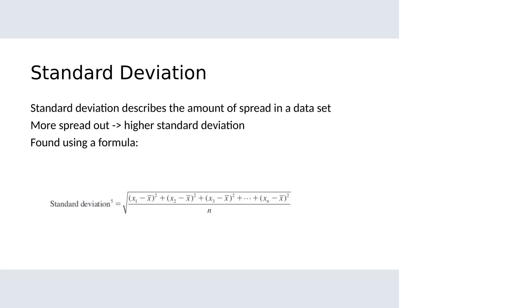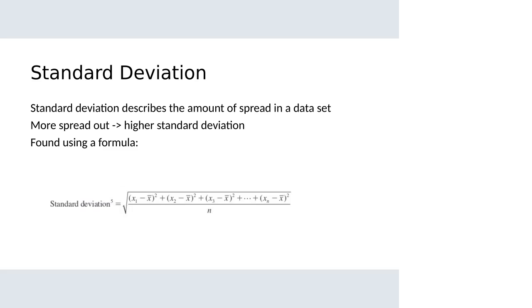Standard deviation tells us how spread out a data set is. If the standard deviation is a small number, then the data is not very spread out. If the standard deviation is a big number, then the data set is more spread out. And the way that this can be used is if we have two different data sets that we want to compare to each other and we want to know which one's more spread out.